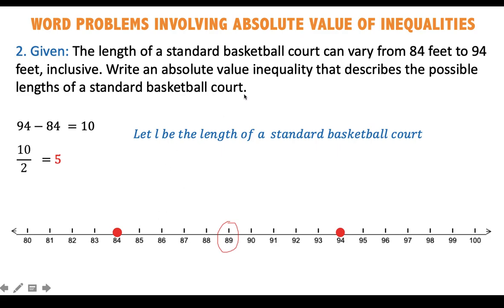Now, how are we going to write the absolute value inequality form? If L represents the length of a standard basketball court, this is how our expression looks like. The absolute value of L minus the middle, 89, is less than or equal to 5, because that is the distance to its limits, 84 and 94.